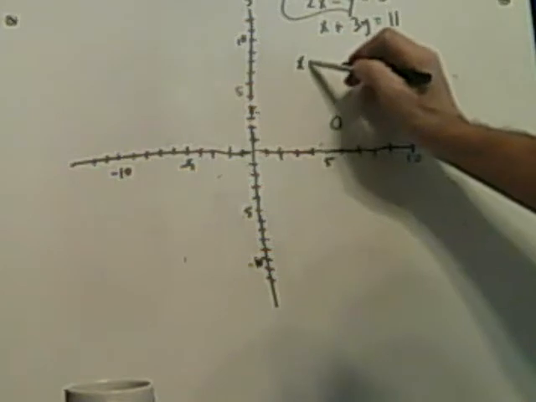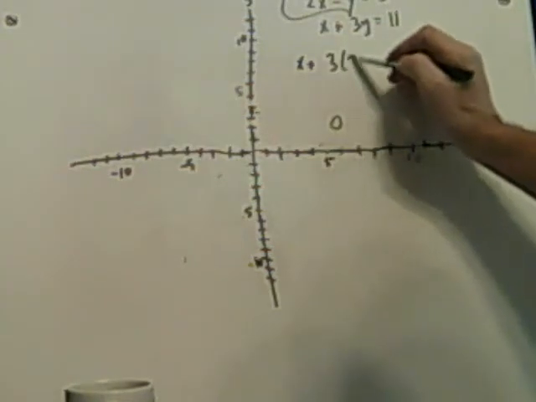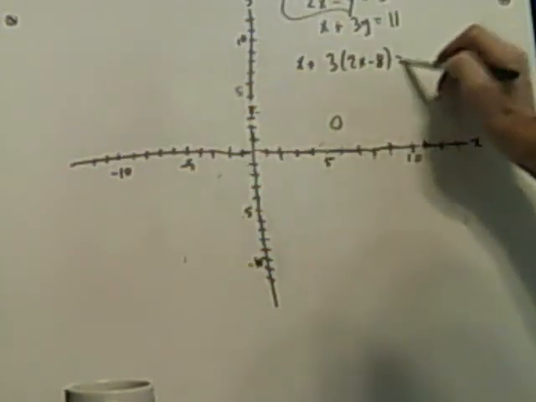Okay. Well, let's see. How can I solve this? A couple ways to do this. First one, I could solve for y rather easily. Y on this one is going to be 2x minus 8, because y is all by itself. I can move that to the other side, 2x minus 8. I can then plug this into the second equation, and the second equation becomes x plus 3 times 2x minus 8 is equal to 11.